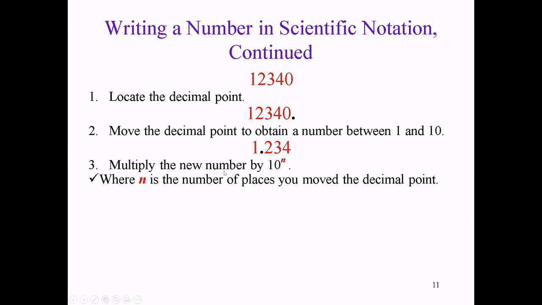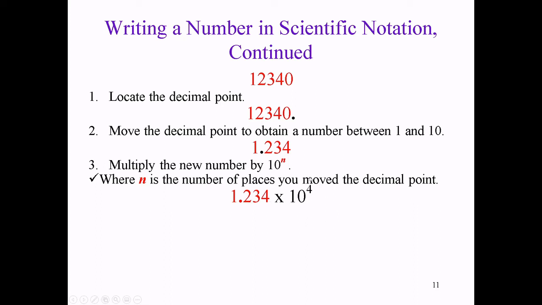Now we need to multiply the new number by 10 to the n, where n is the number of places you moved the decimal place. Okay, so we moved it over 1, 2, 3, 4 times in order to write out that number. And we get 1.234 times 10 to the 4th.